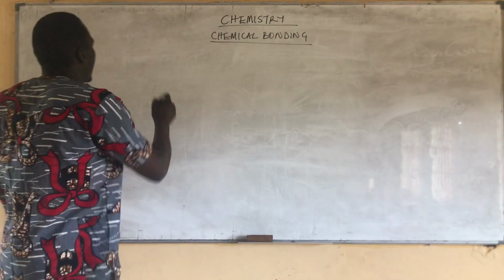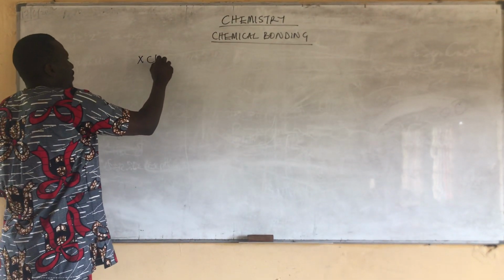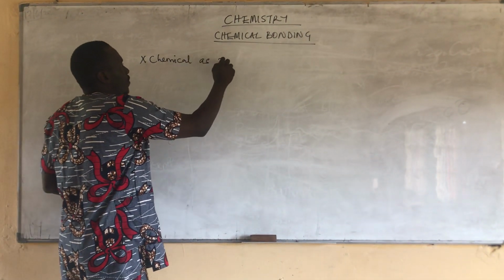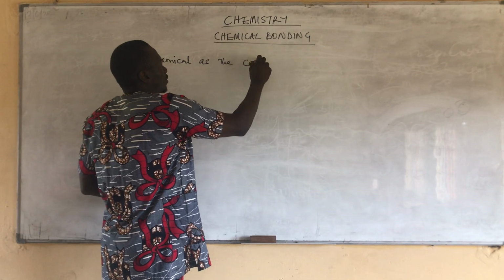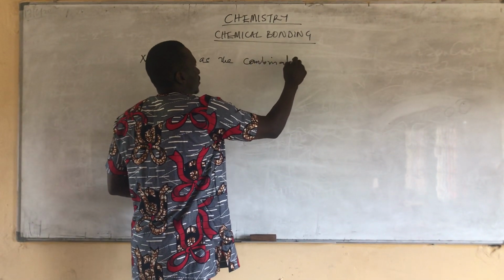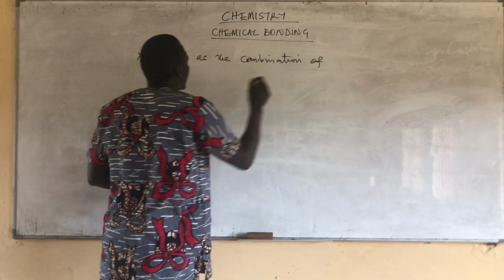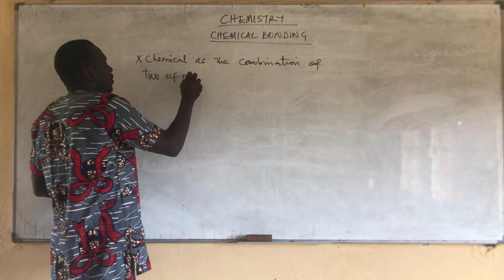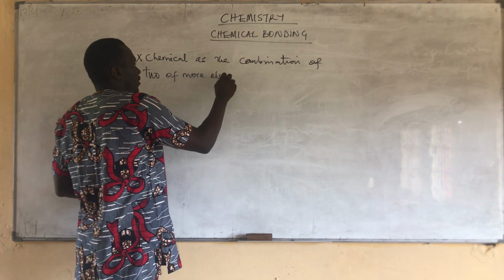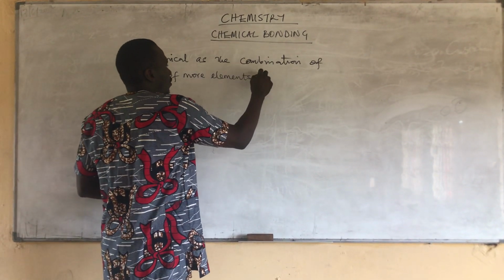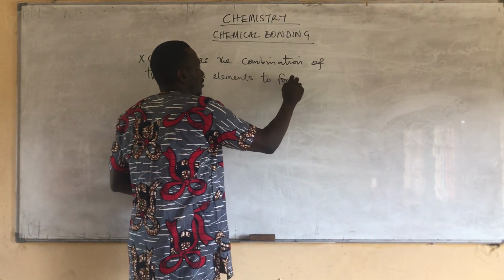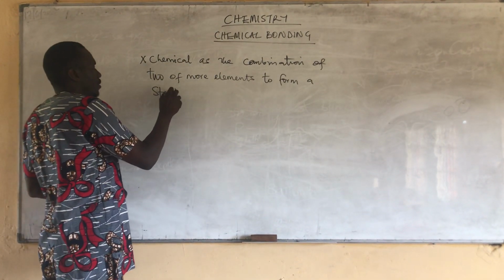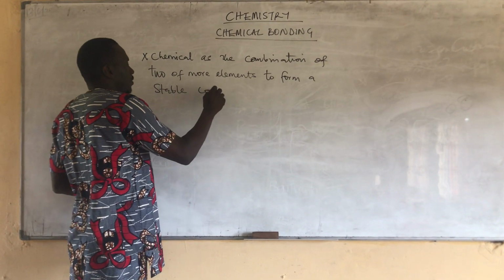So we define chemical bonding as the coming together, the combination of two or more elements to form a stable compound.